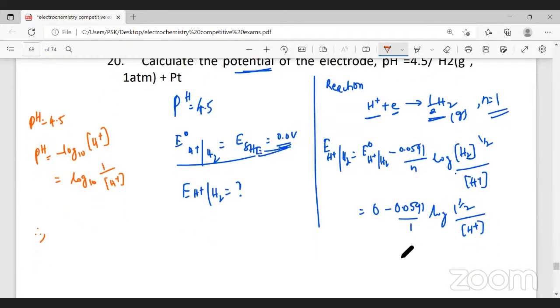So therefore, we can write the equation to be minus 0.0591 into pH. See, this is nothing but log of 1 by H. Log of 1 by H is nothing but pH. What's the value for pH they've given? Minus 0.0591 into 4.5. So on simplification, the answer we will get is minus 0.2664 volts. Did you follow this problem, students?